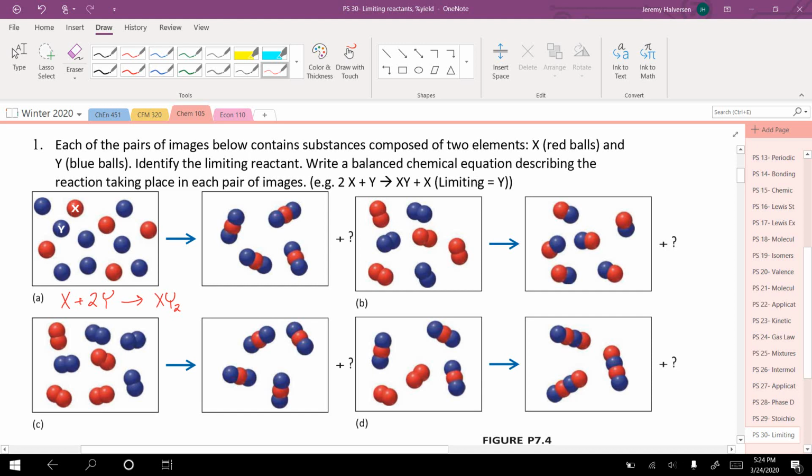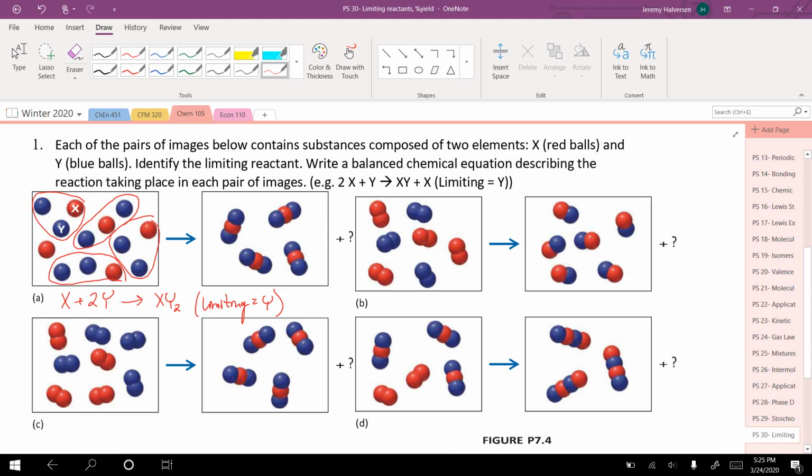So basically, in this case, for every one red, we need two blue, right? So that can make one molecule. That could make one molecule. That could make one molecule. That could make one molecule. And I've got red, or X, left over. What that means is Y was limiting, because my Y ran out, and that's what stopped me from being able to make any more molecules. Y was the limiting reactant.